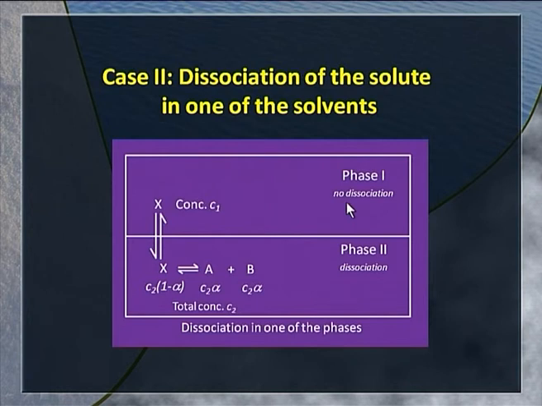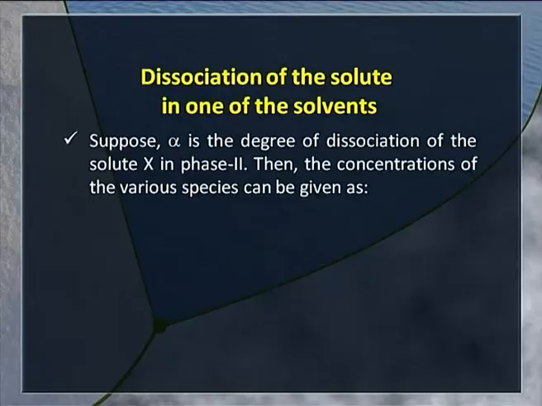That means it is the concentration of undissociated molecules of the solute. And in phase 2, let C2 be the concentration of the solute. C2 is the total concentration actually. It includes the concentration of the molecules remaining unchanged plus the molecules that undergo dissociation. But we know that Nernst distribution law is valid only for the ratio of concentrations of similar molecular species in the two phases, that is, of undissociated molecules only. Suppose alpha is the degree of dissociation of the solute X in phase 2.